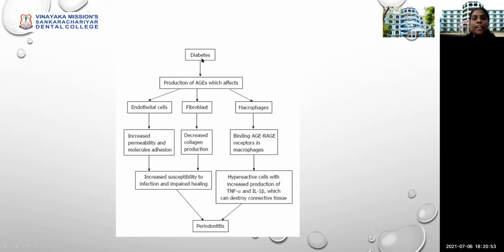So again, I repeat, diabetes results in the production of AGEs which affects endothelial cells, fibroblasts, and macrophages. That will lead to increased permeability and molecular adhesion, decreased collagen production, hyperactive monocytes that lead to formation of TNF-alpha and interleukin-1 beta, that leads to periodontitis. This is how diabetes affects periodontitis, and it is a two-way relationship. How periodontitis affects diabetes is that it increases the hyperglycemic level. That will be dealt with in the periodontal medicine chapter. That is a separate chapter for that.